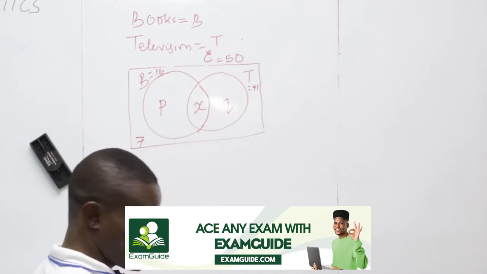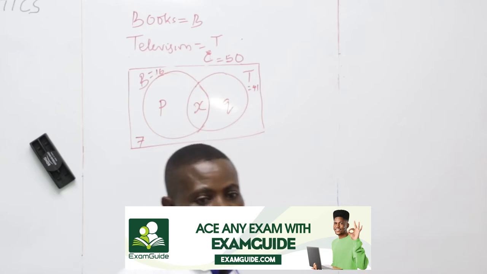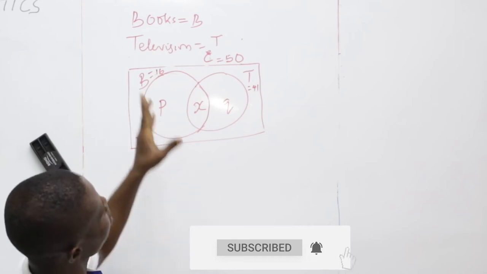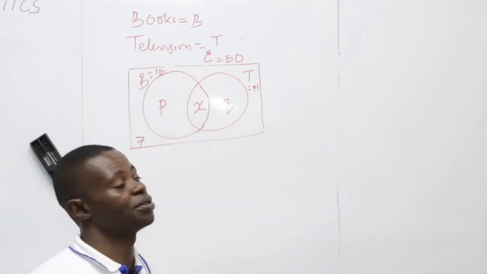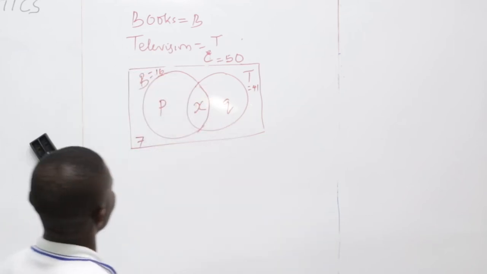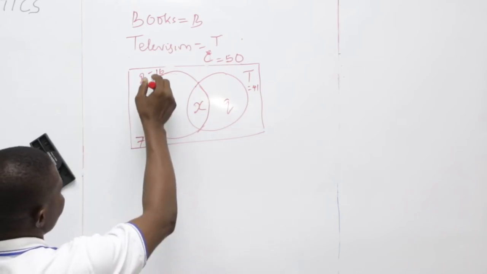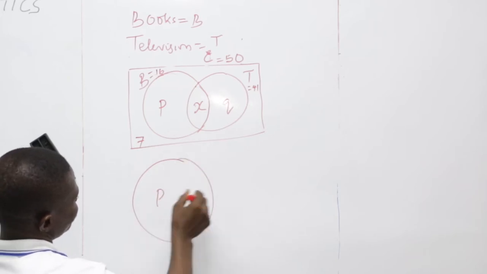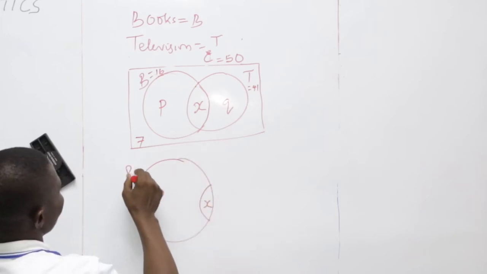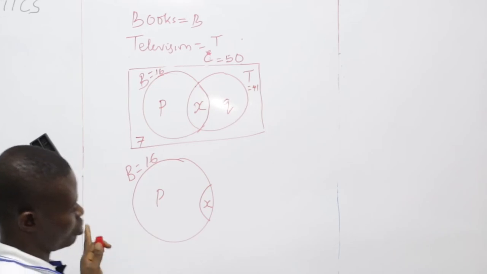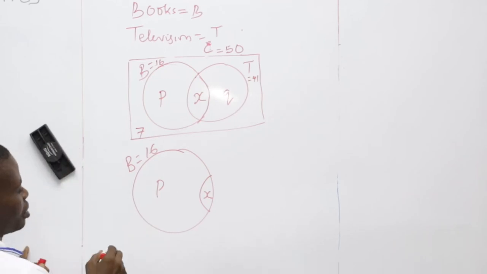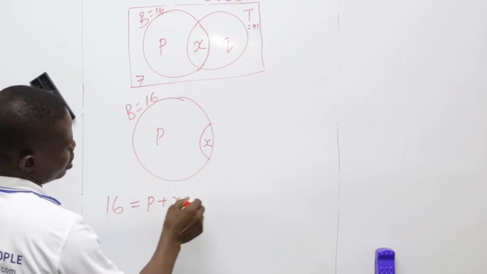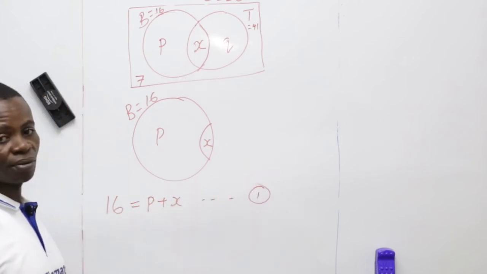So how do you sort out this question, or how do you handle this question? We are interested in knowing the number of people that did both, that is, reading of book and watching of television. For instance, let us say, for this particular book, see the diagram. P plus X, the book itself is 16 people. I can say that 16, this guy here, is equal to P plus X. I call it equation 1.